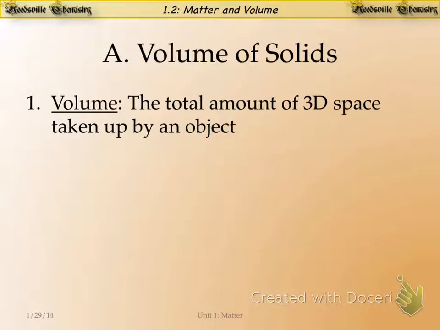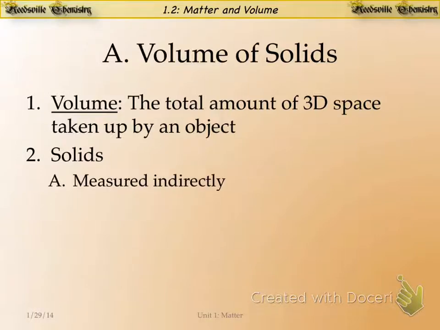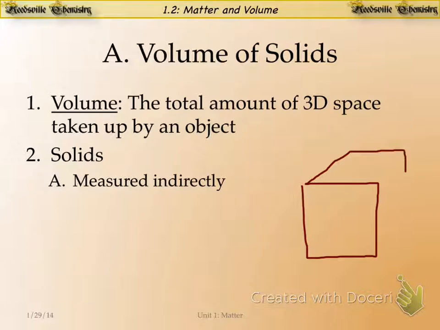A definition we'll use for volume is just the total amount of three-dimensional space taken up by an object. And if we think about that for solids, that particular measurement is done indirectly. What I mean by that is we actually have to measure a few times to get a couple of data points, and then we have to take those points and mathematically rearrange them or put them into an equation to solve for the volume of a solid. So let's look at a simple solid to start out.